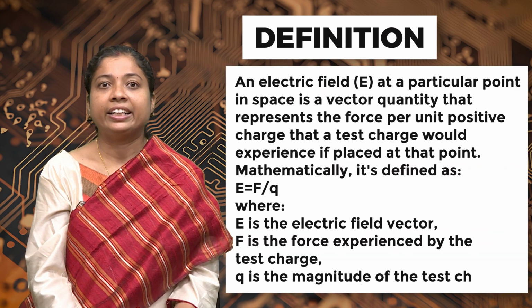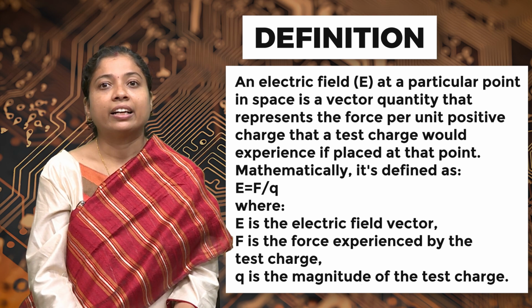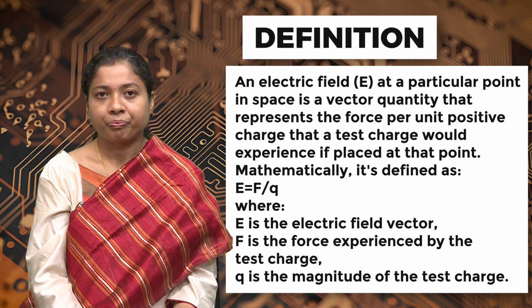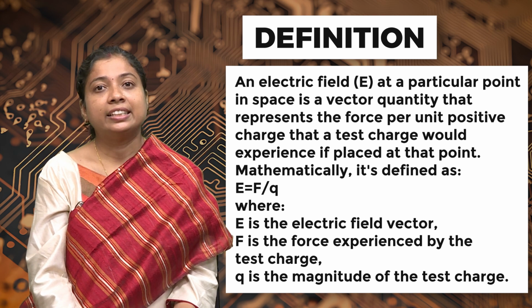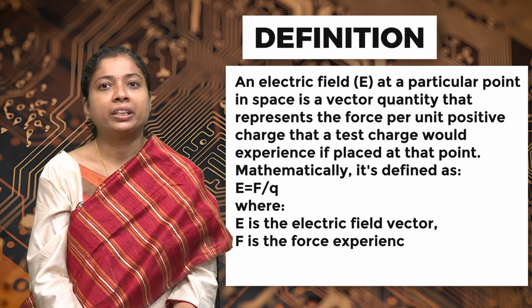An electric field E at a particular point in space is a vector quantity that represents the force per unit positive charge that a test charge would experience if placed at that point. Mathematically, we can represent it as E equals F divided by Q. This is the formula for the electric field, where E is the electric field vector, F is the force experienced by the test charge, and Q is the magnitude of the charge.